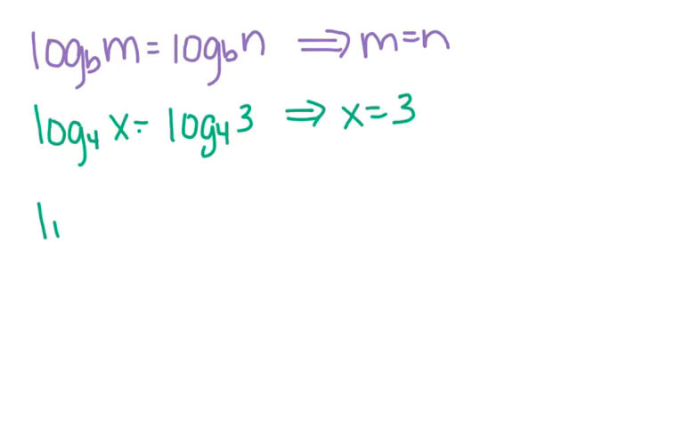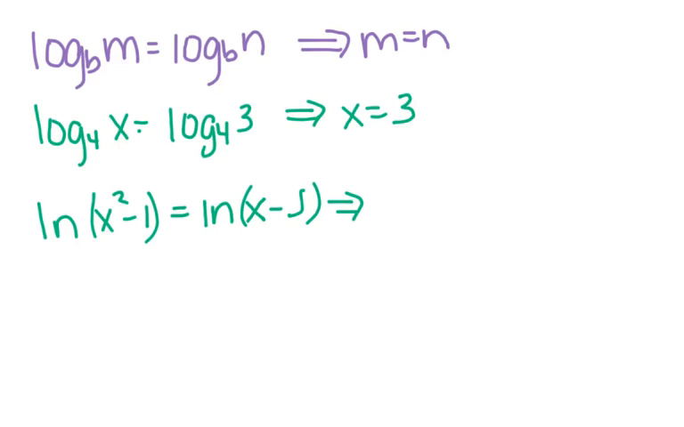If the natural log of x squared minus 1 equals the natural log of x minus 5, as long as the logs are the same, we know that the arguments are equal: x squared minus 1 equals x minus 5. Then let's bring everything over.